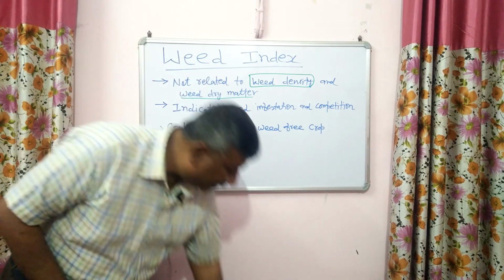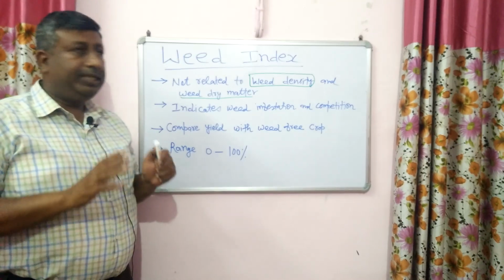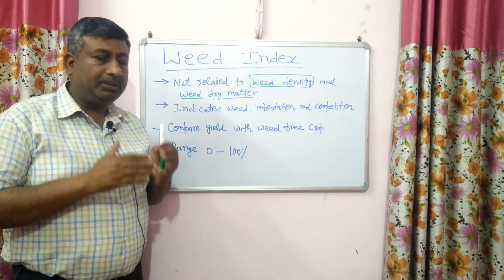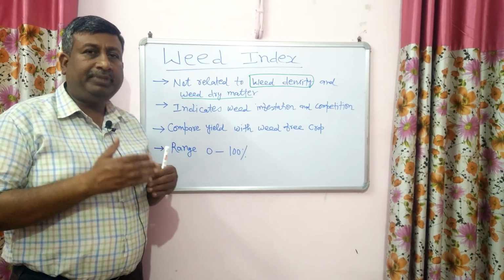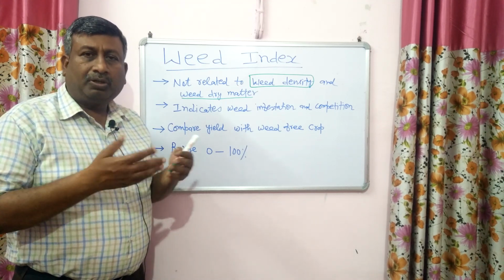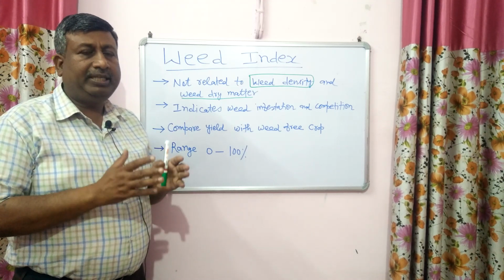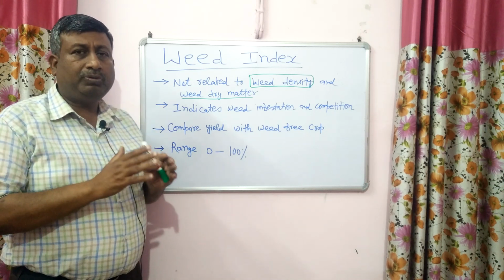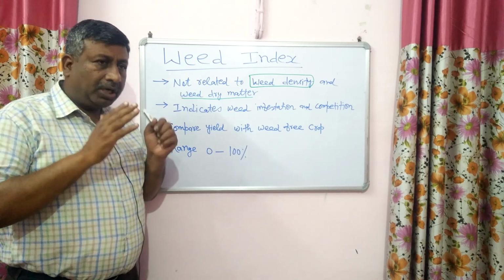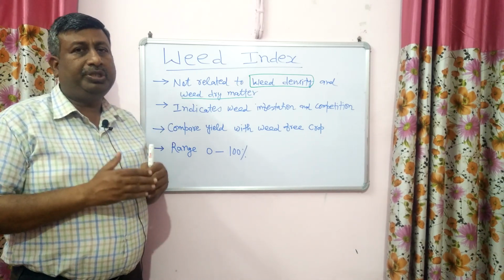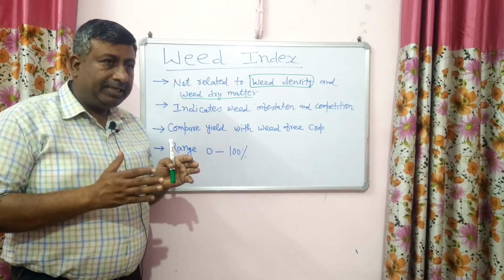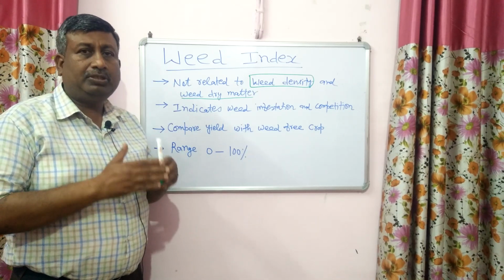The first important thing is that weed index is not directly related to weed density, means number of weeds per unit area, per square meter, per 10 square meter or 2 square meter. It doesn't give any idea about the weed population and weed density, and it does not indicate the dry matter accumulation by weeds. Name is weed index, so we think that it has some relation with the weed. It is not like that.